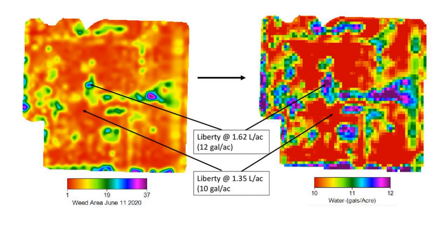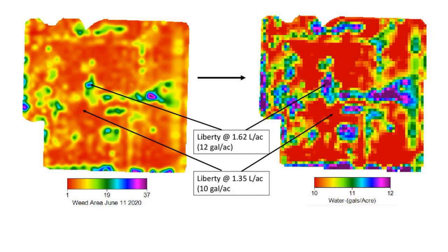So that's exactly what we did in our canola field here. And this slide shows the logic behind that. On the left side of the screen, you're looking at the weed density map, where the red areas are low weed density and the purple and blue areas are high weed density. So taking that information, the image on the right is the VR prescription that was developed.